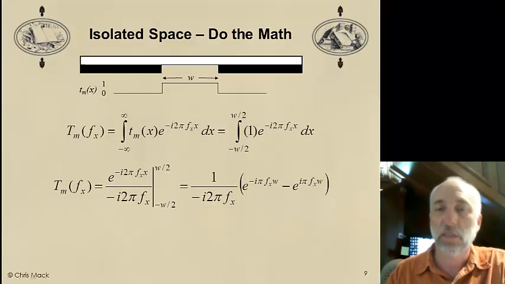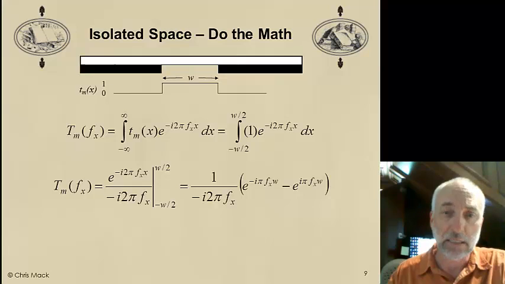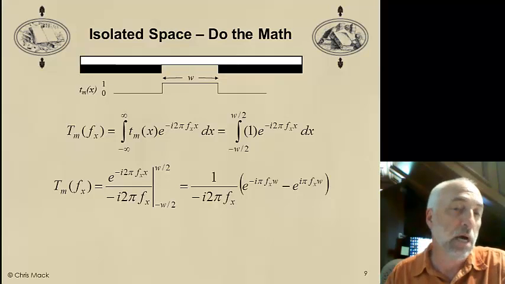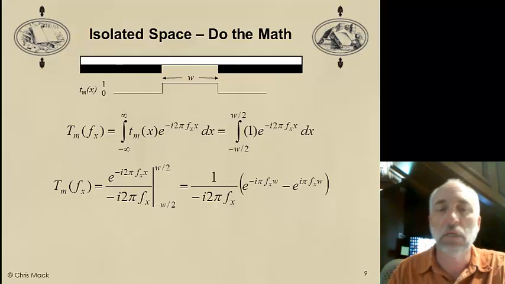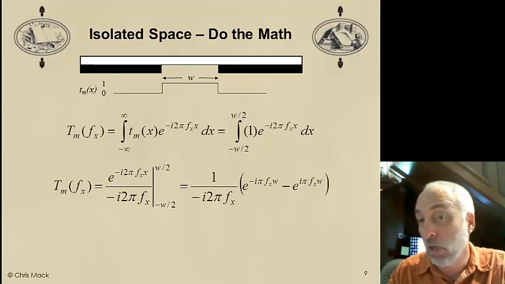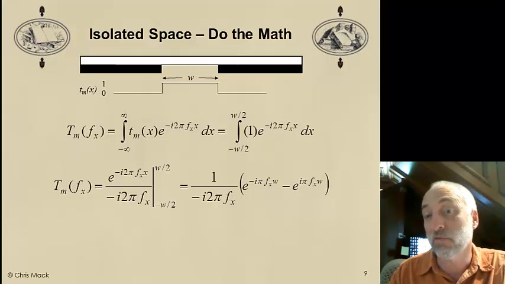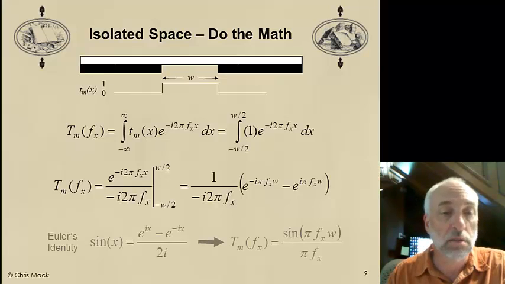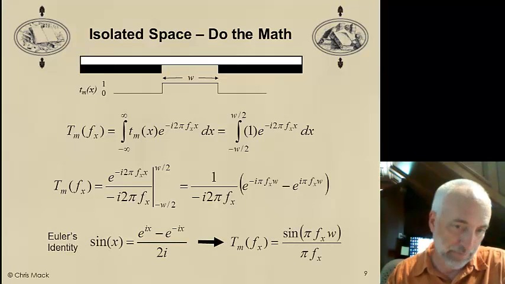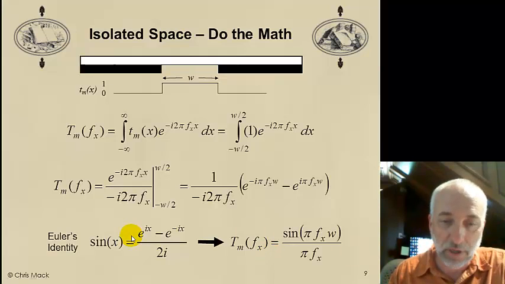You might say that looks a little bit ugly. It's got i's in it. i is the complex number, the square root of minus 1. What does that mean? Where does that go? Well, it turns out it's going to disappear if we use a very important mathematical theorem called Euler's identity. You've probably seen it before, at least I hope you have.